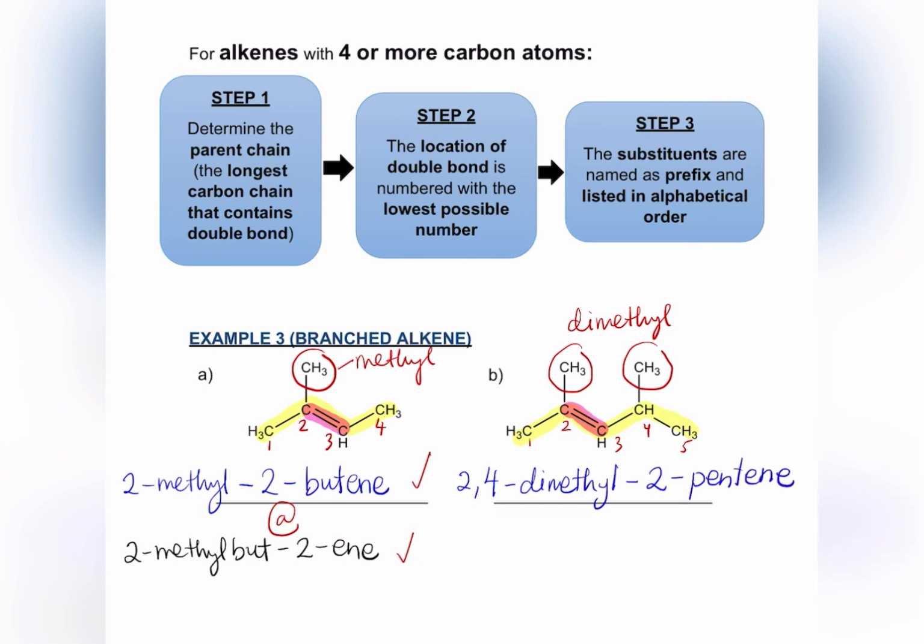Make sure you check your spelling. Next, I can also write it in the old style, which is 2,4-dimethyl, and then separate the family name: pent-2-ene. So whichever you want, both of these are acceptable.